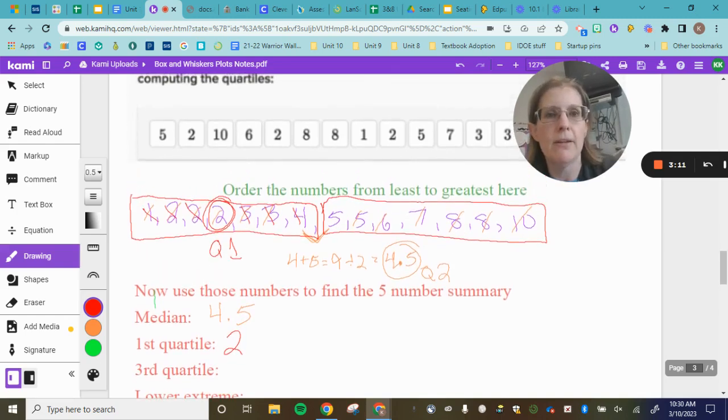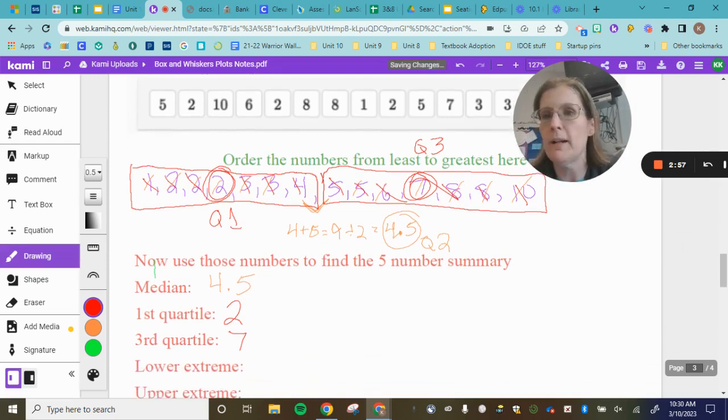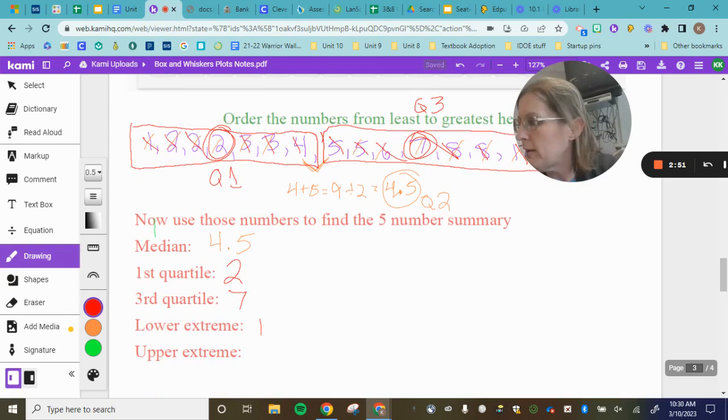Now I find my third quartile on this side, so I do the same thing. I cross out until there is one middle number. So 7 is my third quartile. And then the lower extreme and upper extreme, those are easy. That's the smallest and biggest number. So the lower extreme is 1, and the upper extreme is 10.